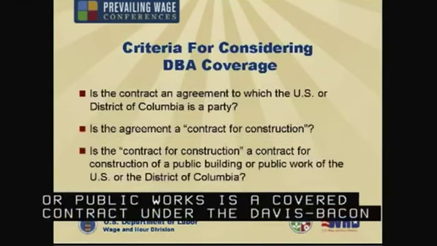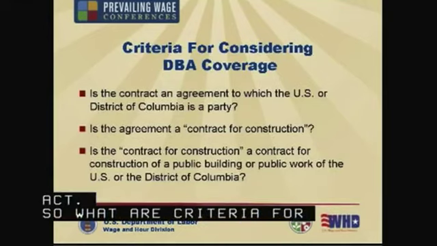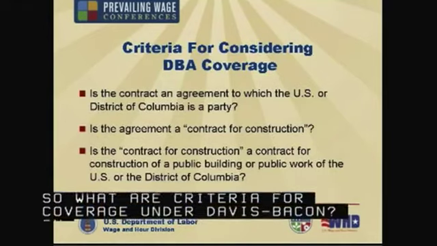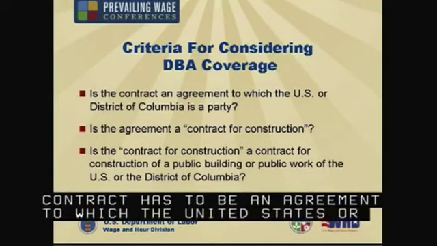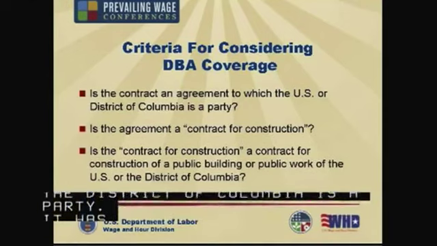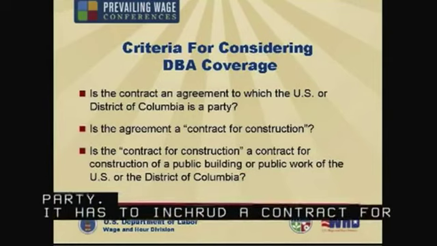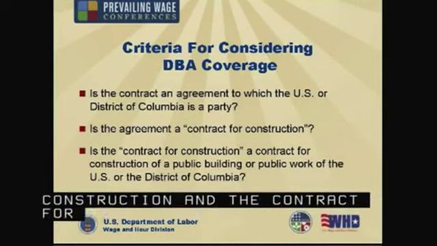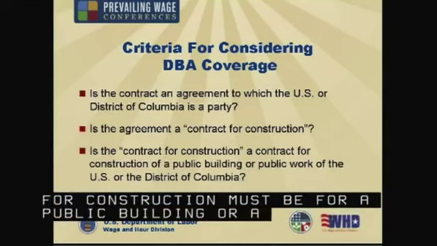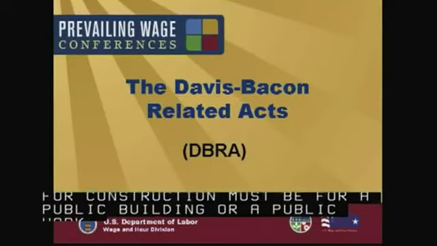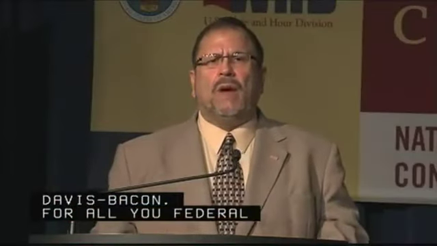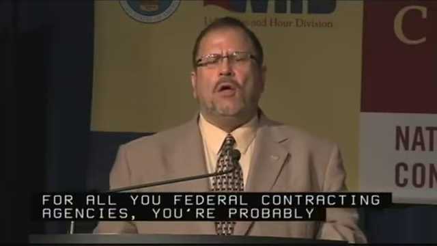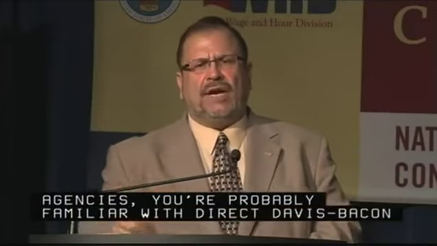So what are criteria for coverage under Davis-Bacon? One, the contract has to be an agreement to which the United States or the District of Columbia is a party. It has to include a contract for construction, and the contract for construction must be for a public building or a public work. So that's the straight up Davis-Bacon. So for all of you federal contracting agencies, you're probably quite familiar with direct Davis-Bacon covered contracts, where the GSA is awarding a contract, for example, of constructing a federal office building.